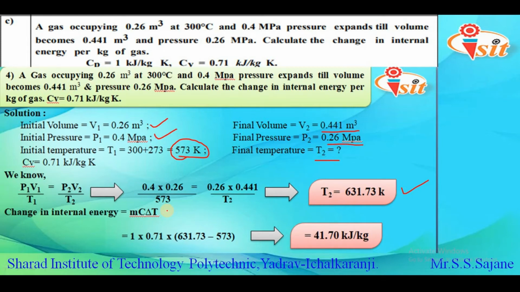And once we get the value of T2, we can calculate the change in internal energy. Since they have asked per kg of mass, we are going to substitute mass equal to 1 kg. So by using this formula, that is m Cv delta T, we can calculate this change in internal energy, which is equal to about 41.70 kilojoule per kg. So you will be getting 2 marks if you are able to calculate the value of T2, and the remaining 2 marks for calculating the change in internal energy.